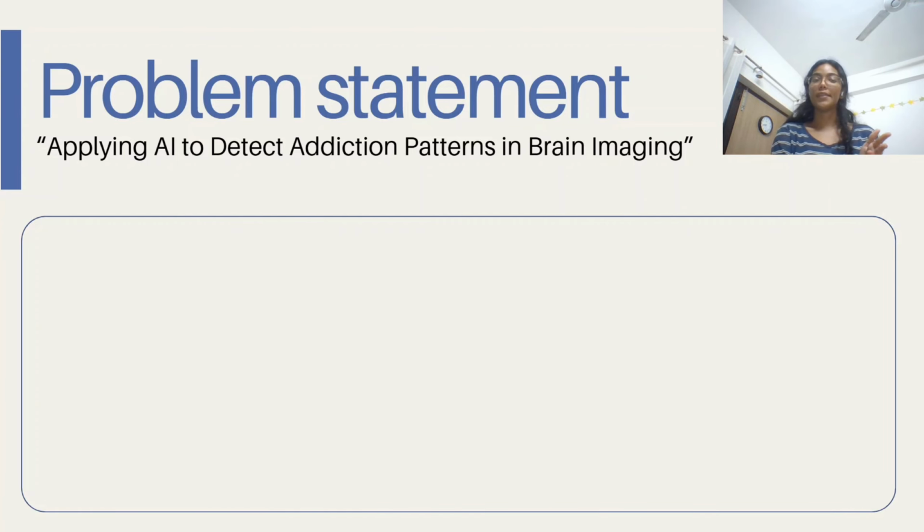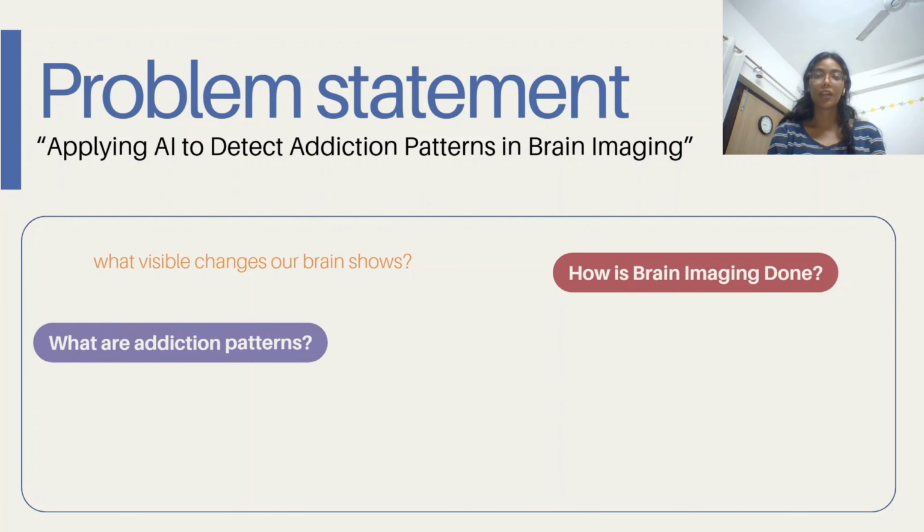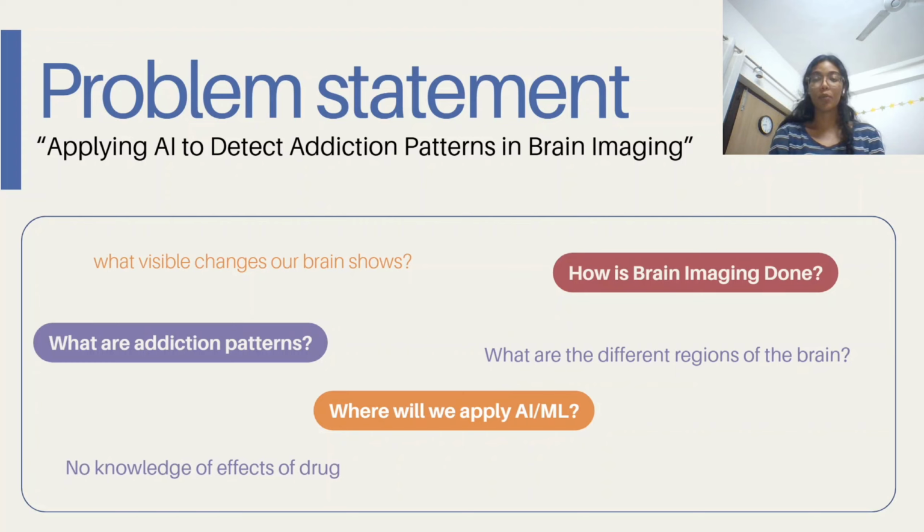So let us begin with the problem statement itself. It says applying AI to detect addiction patterns in brain imaging. So there can be a lot of questions in mind. Such a problem statement is very vague. You can have questions about how brain imaging is done, or what visible changes our brain shows when it is exposed to drugs.